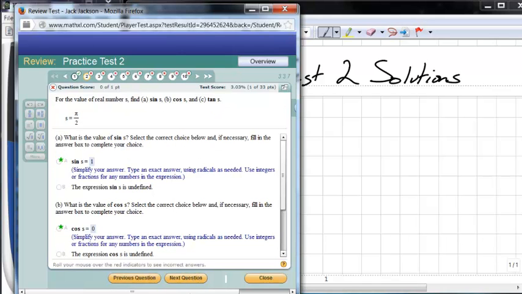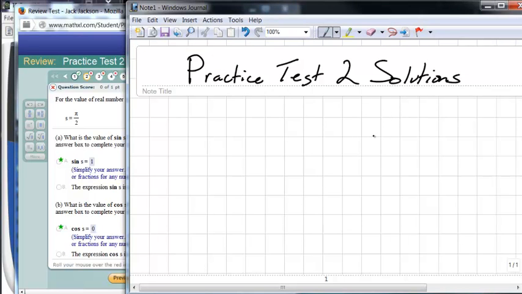Next question. For the value of real number s, find sine of s, cosine of s, and tangent of s. Well, s is pi over 2. When you're taking an initial side, put it in standard position, which would be the initial side on the positive x-axis. We rotate an angle of pi over 2. If we take this to be 1 here and 1 here, this arc length, if we rotate around and pretend that's a circle, that arc length s is our angle theta, which is pi over 2. And of course we know that we have a terminal side that's here.